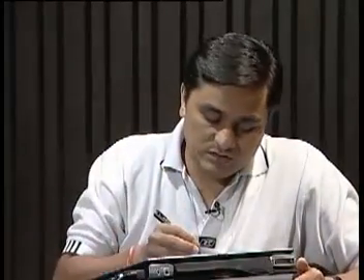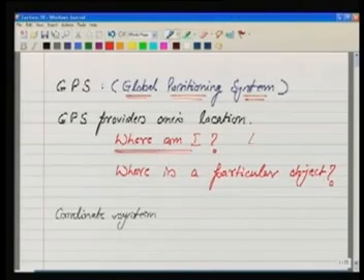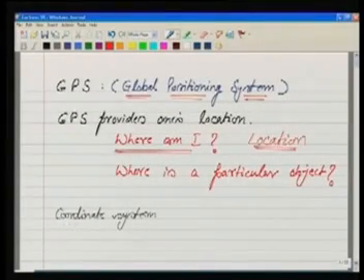So this position is really very important, because the question, where am I, the location, is now a very, very important parameter. In many of our modern applications, we will see later on what kind of applications need the location, where I am, or wherever we are going with the GPS, it will give me that particular location. So location means, as we are saying, the coordinate system.